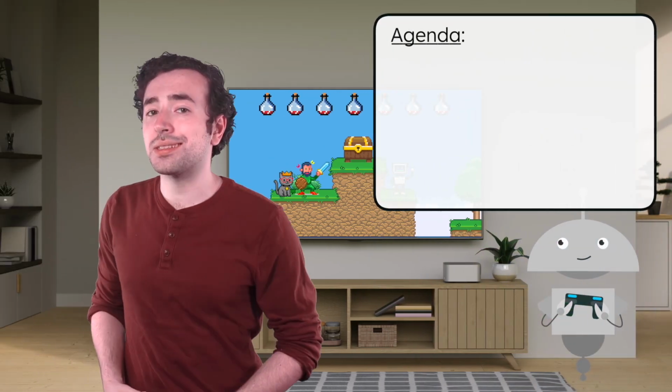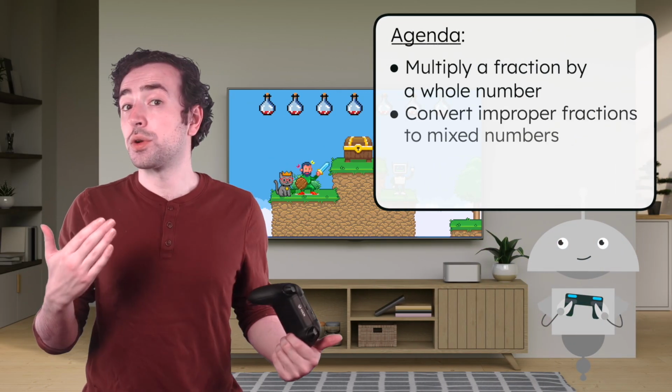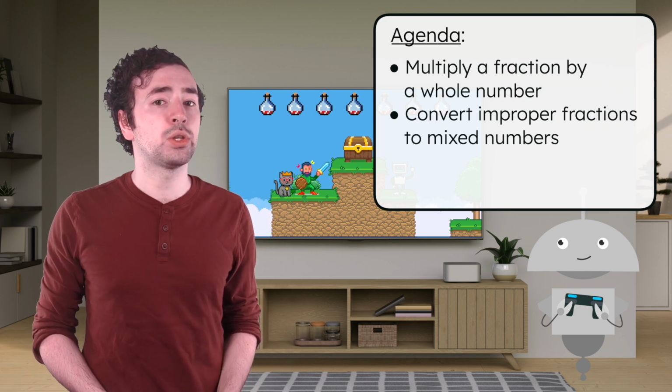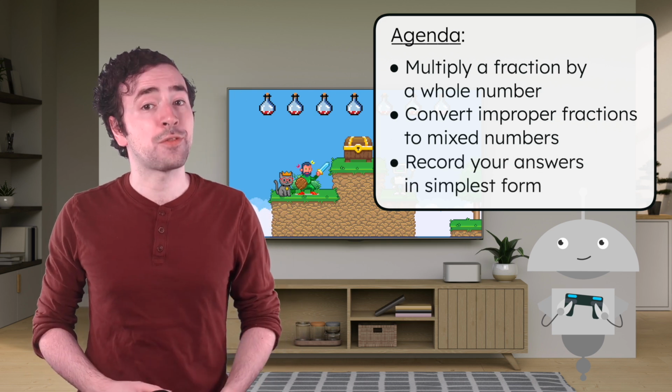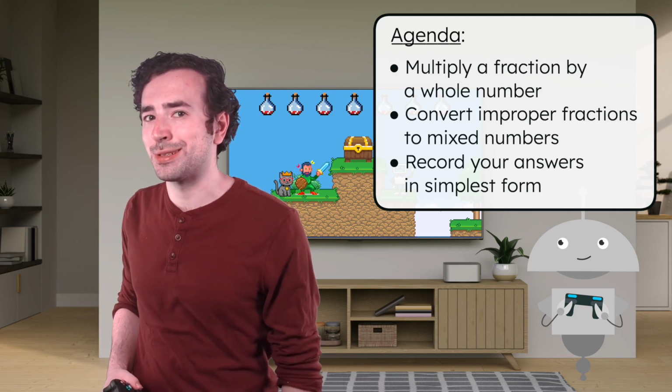By the end of today's lesson, you'll be able to multiply a fraction by a whole number, convert improper fractions to mixed numbers, and record your answers in simplest form. Have your guide and notes ready, and let's level up our fraction skills.